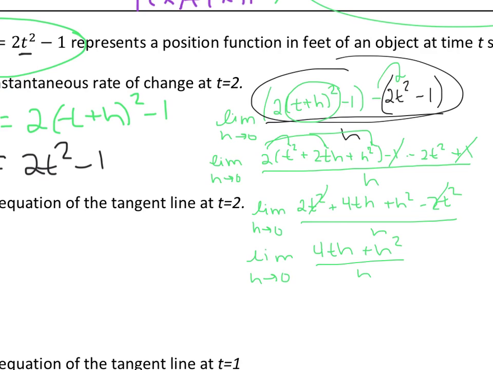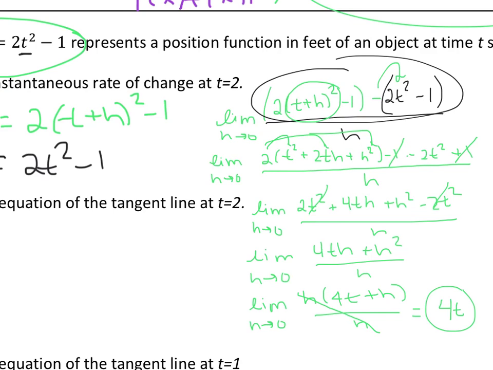Now I still can't divide by 0, but things are a lot more simplified. And I'm going to keep going. So whenever you're dividing by 0, that's your hint to factor, and there's no difference here. So this is going to give me, and I promise we're almost done, the limit as h approaches 0 of h times 4t plus 2h all over h. Look what cancels. No longer dividing by 0. I just need to substitute in, and I'm going to get 4t plus 0, which is just 4t.